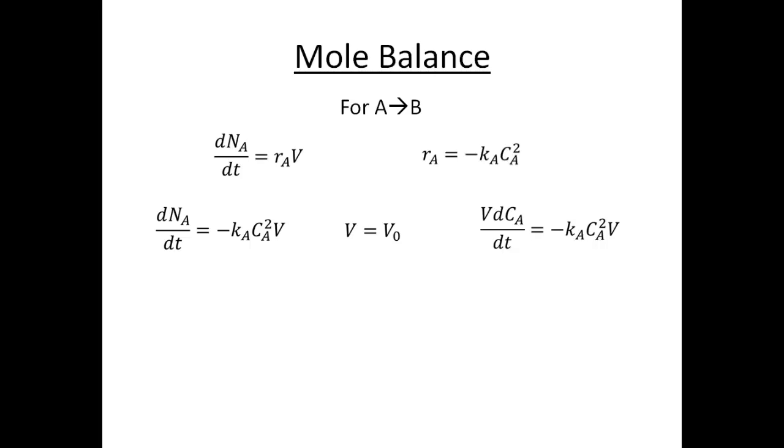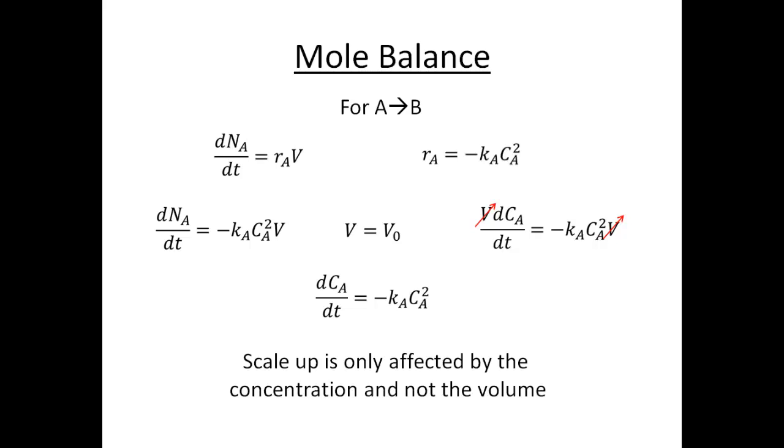Noting that Na is equal to Ca times the volume, we can then see that the volume terms cancel out. This leaves us with dCa/dt is equal to negative Ka times Ca squared. This clearly demonstrates that volume does not play a role in the scale-up process of a batch reactor, but concentration does.